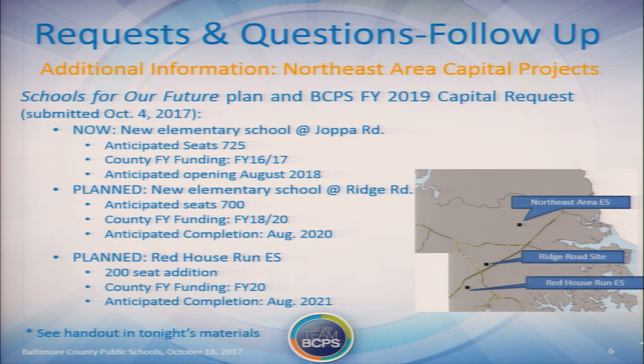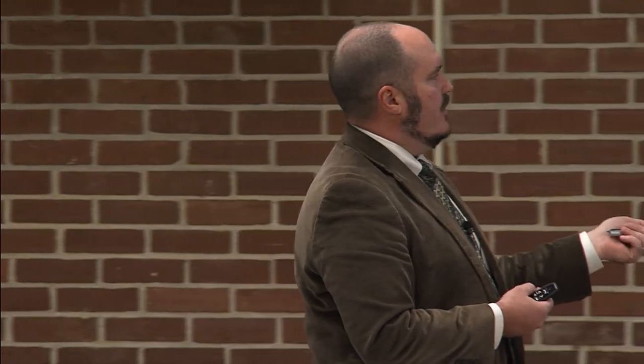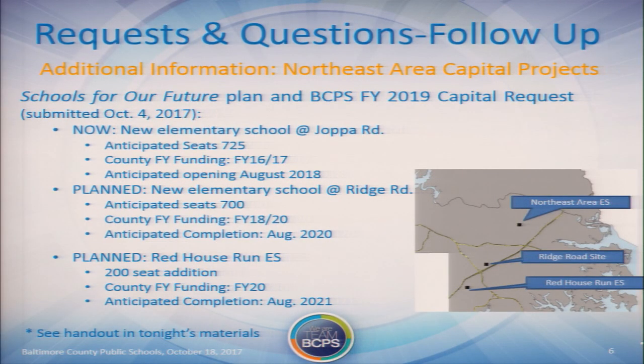It should be noted that in some cases, in the past few years, some of these projects have actually been bumped up to a sooner time. Not to say that that's going to happen in this particular case, but the anticipated completion date of this Ridge Road site is August 2020. There's also a planned Red House Run Elementary School, which is a little bit further south here, and that is a 200-seat addition. That funding is expected to come into place in FY 2020 with an anticipated completion in August 2021. So you have about 900 seats in this region in the next few years that are coming online to give relief to this area, which could also help benefit Joppa View and Perry Hall and some of the southern schools in our study area.